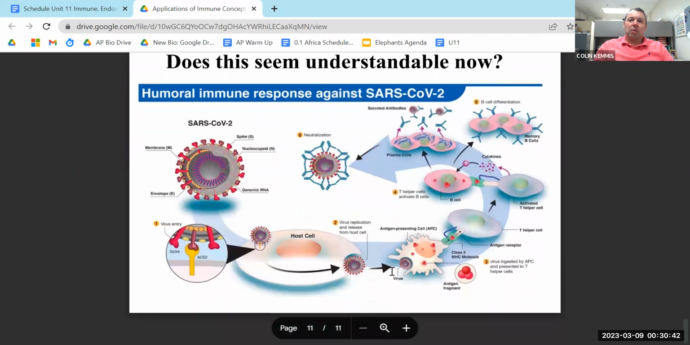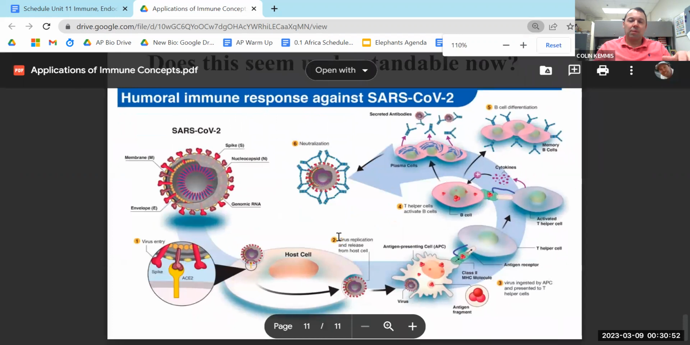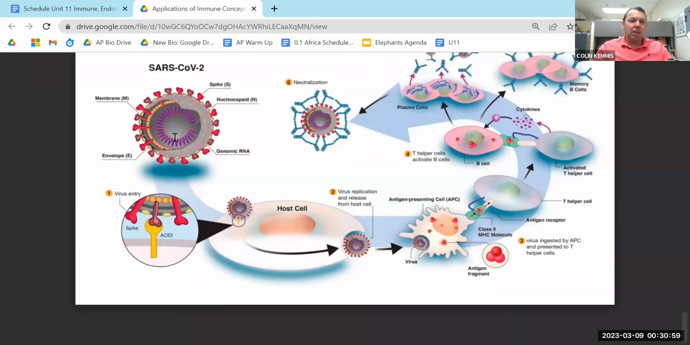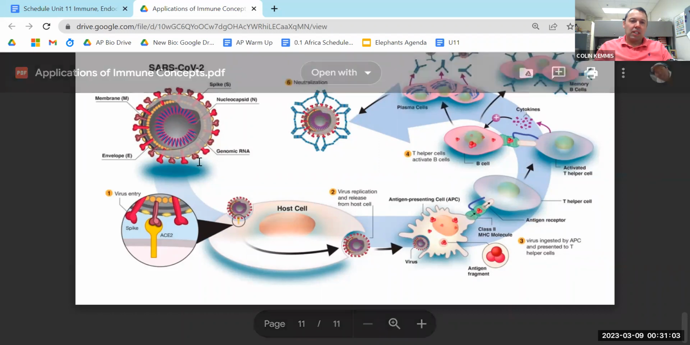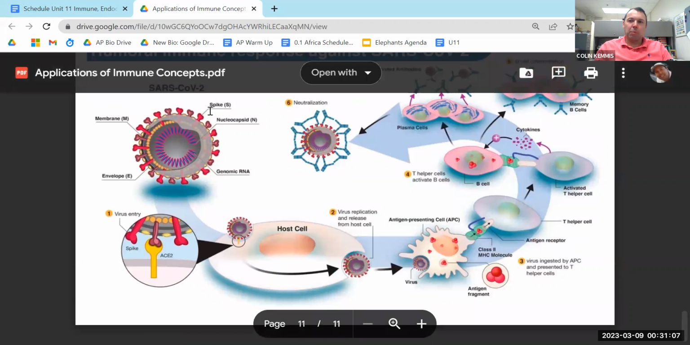So this is kind of a summary. Here's a COVID virus, and here's the immune response to that. Let's see if I can zoom in on it. There we go. All right, so here's the virus. The RNA is inside of this capsule or envelope. There's a membrane outside of that, and then there's these protein markers on the outside. Okay, they're called spike proteins.